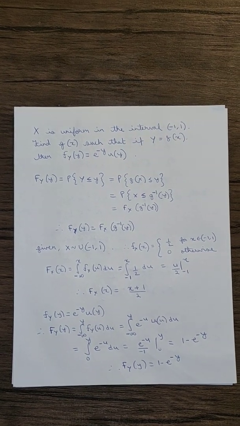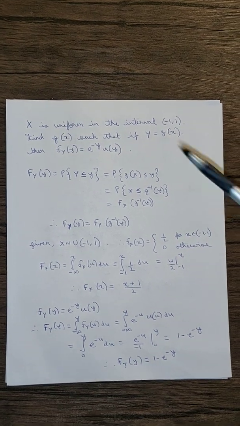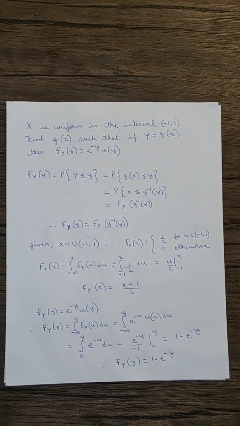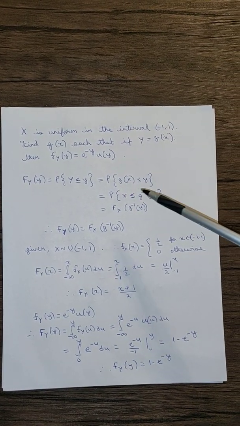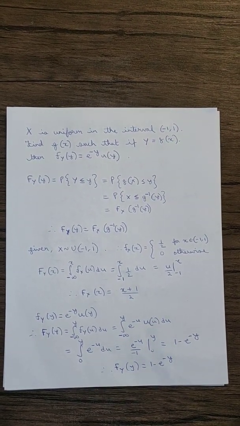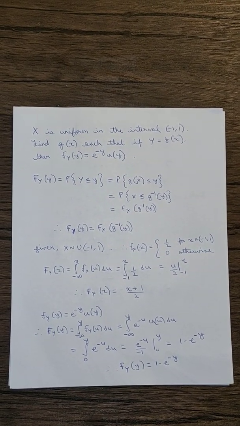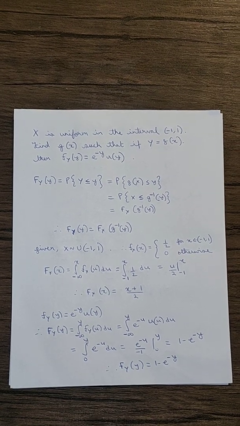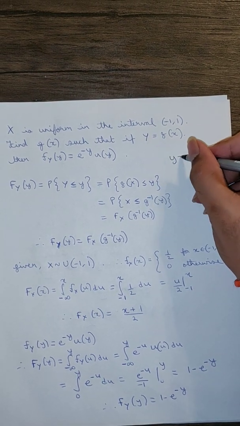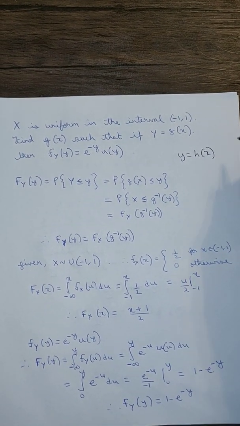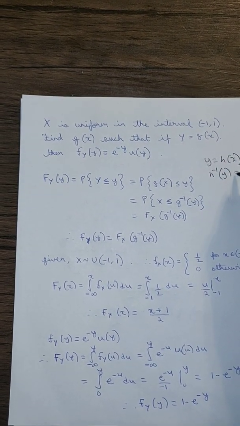So, from the definition, F_Y of y is the probability of capital Y less than or equal to y. Here, since Y is g of X, we put g of X over here and we get probability of g of X less than y, which implies probability of X less than g inverse of y. So here the definition is, let's say y equals h of x. If we do an inverse on both sides, h inverse of y equals x.